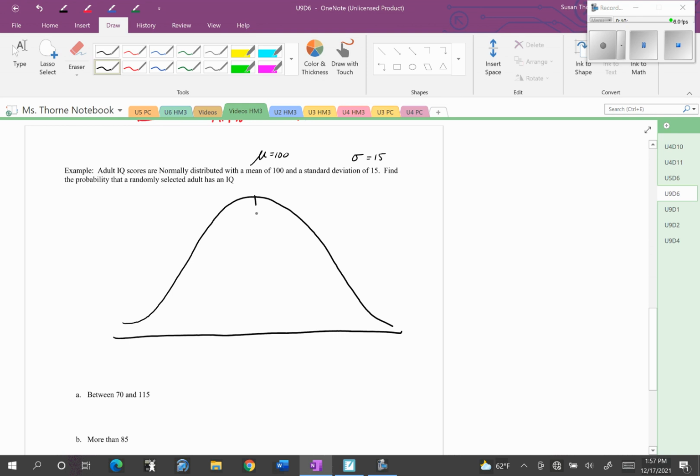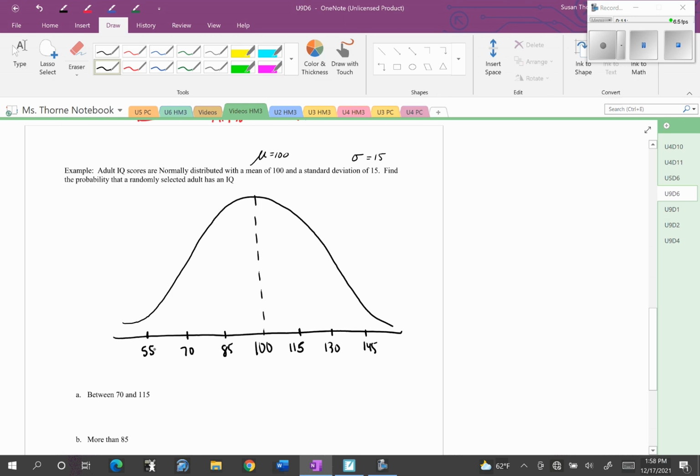So we know that in the middle is the mean, which we said was 100. And then our standard deviation is 15. So if I add 15 to 100, I get 115. If I add another 15, I get 130. And another 15 would give me 145. So then if I subtract 15, I get 85. Subtract another 15 to get 70. And subtract another 15 to get 55.